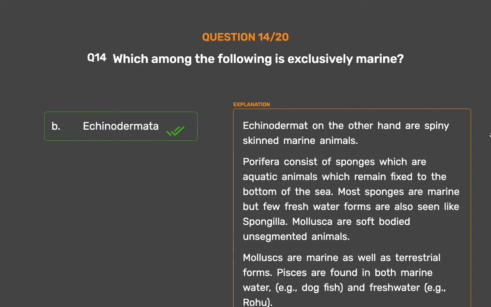Mollusca are soft-bodied, unsegmented animals. Mollusks are marine as well as terrestrial forms. Pisces are found in both marine water, for example, dogfish, and freshwater, for example, rohu.